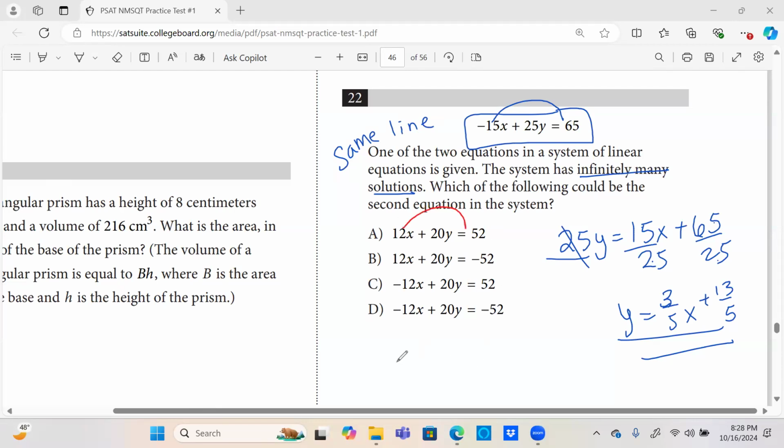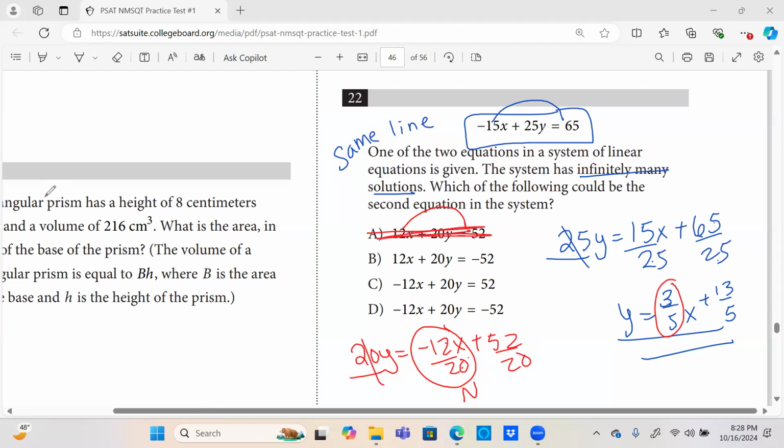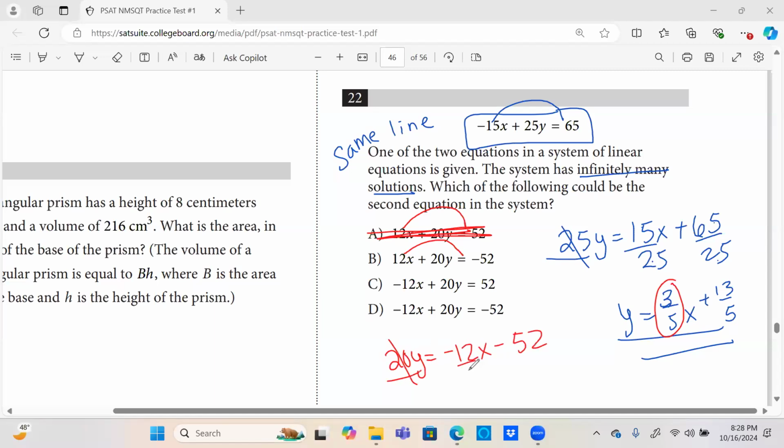Okay, so doing that, let's just go through the choices. A, I would move this over, and that would be 20y equals negative 12x plus 52, and I would divide by 20. And I can tell that's going to be wrong because negative divided by positive will be negative, and I'm looking for a positive slope. So I can just stop right there. A is going to be bad. Okay, try it for B. I'm going to move this over. So this will be 20y is negative 12x minus 52, divide by 20. And again, I can stop right there because negative divided by positive will be negative. I'm looking for a positive slope. So I can tell B is not it. Let's try C.